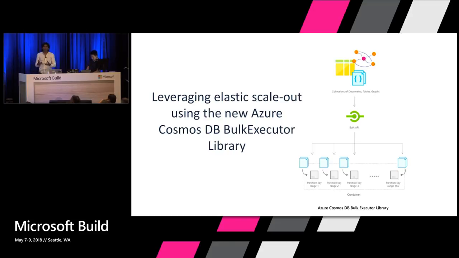And that's where the bulk executor library, which we are now GAing, comes in. So what is the bulk executor library? It's an extension library to our core SDK, which allows you to perform bulk operations on Cosmos DB via APIs, which we now support for bulk import, bulk update, bulk delete. I'll go into further details about that. And we're GAing it in both .NET and Java.